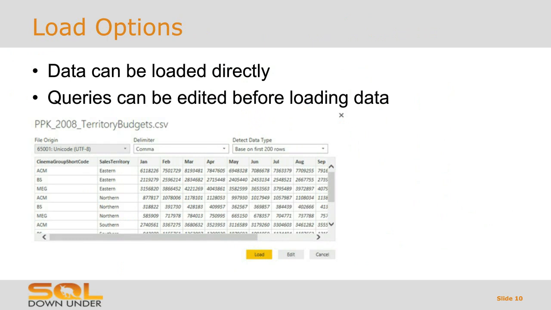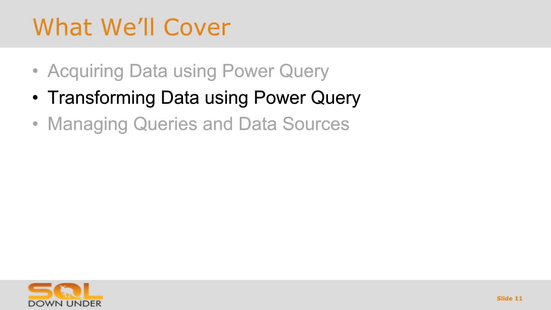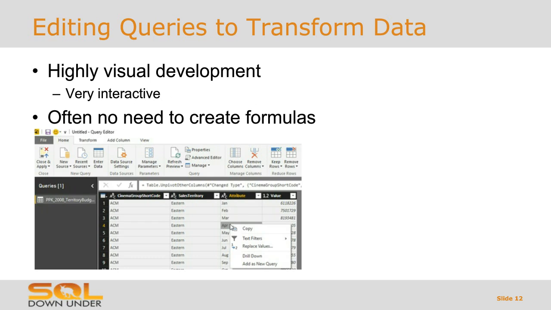Now, we mentioned that when we go to load the data, you've got a choice: loading the data directly, or editing and changing the data, or pushing it into the appropriate shape before we work with it. All right, so that's the basic acquiring of data using Power Query. Now, just to tell you a couple of things about transforming the data. And this is clearly a really visual way of doing it.